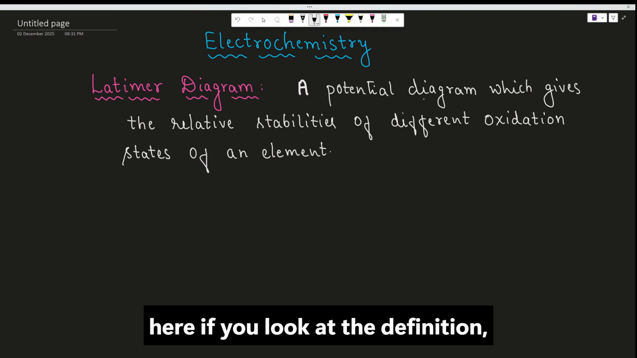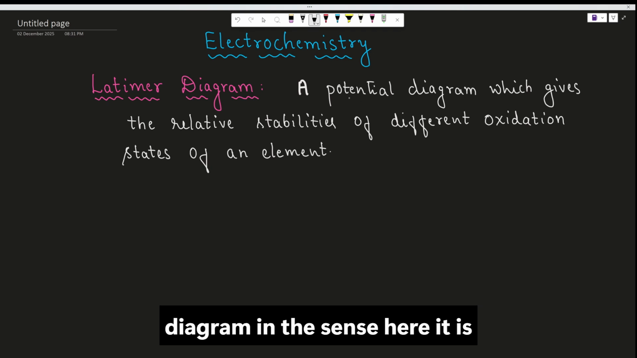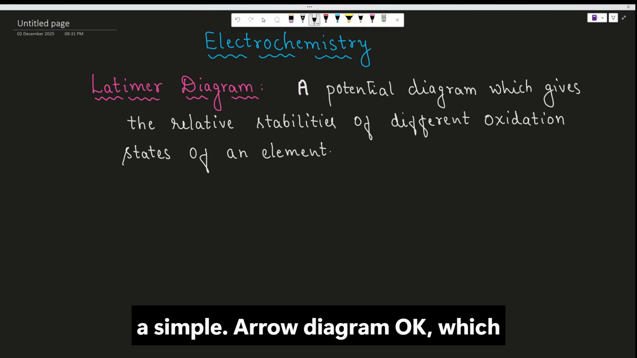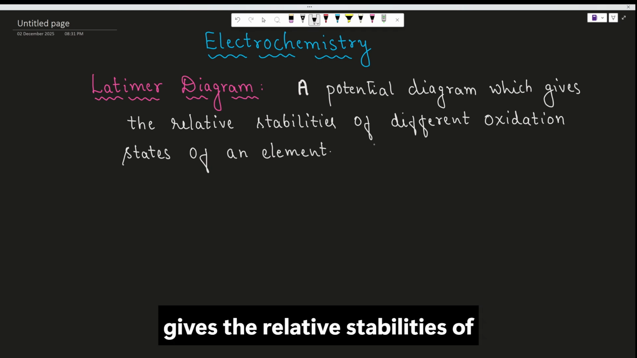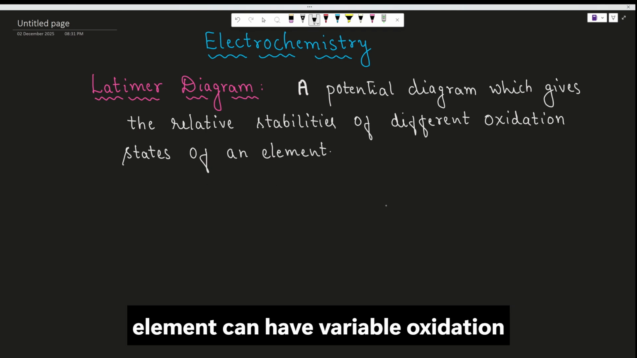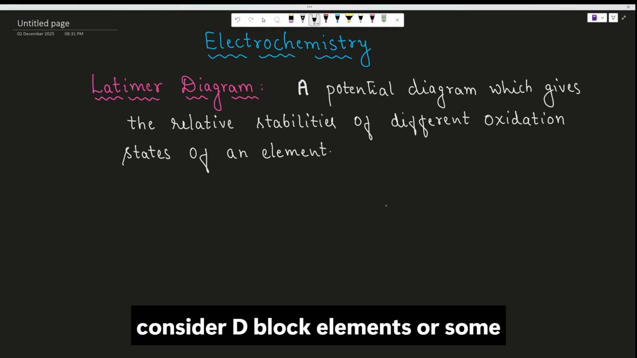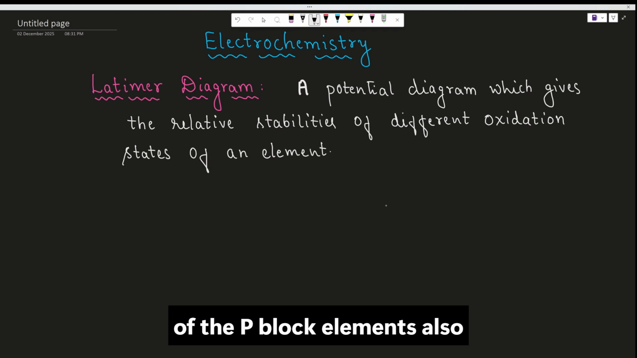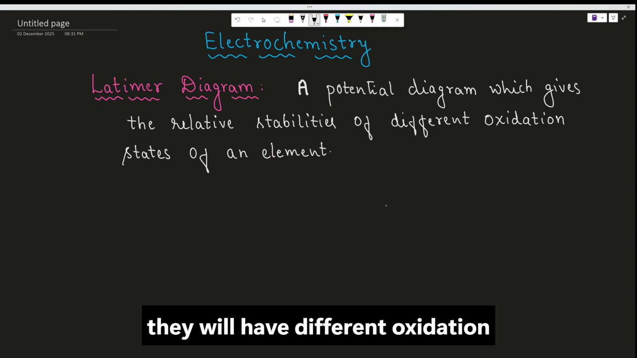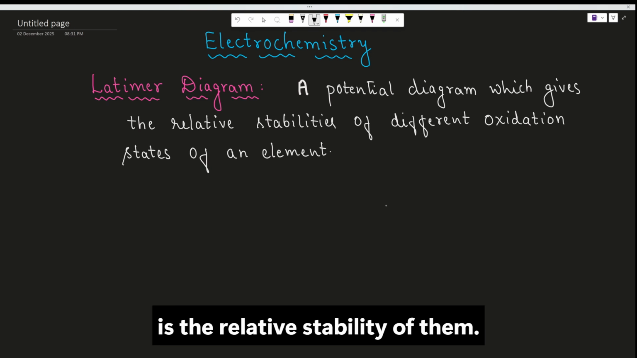So here, if you look at the definition, it is a potential diagram. Okay. So diagram in the sense here, it is a simple arrow diagram, which gives the relative stabilities of different oxidation states. You know, an element can have variable oxidation states, right? So especially when you consider d block elements or some of the p block elements also, they will have different oxidation states. So it gives you what is the relative stability of them.